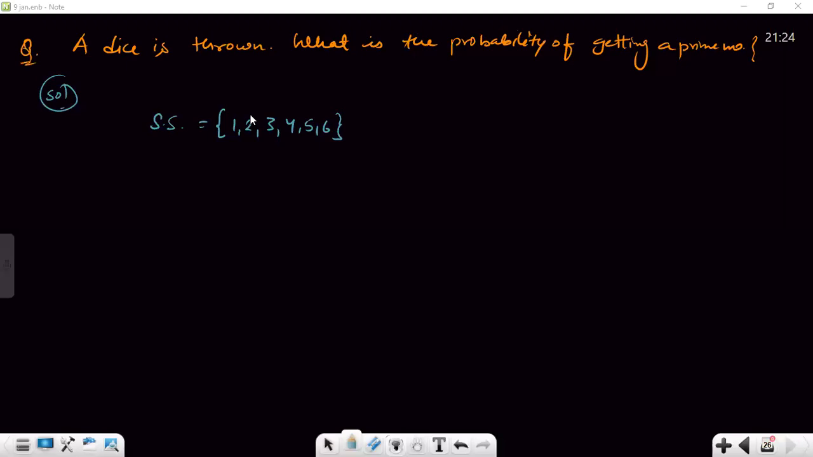Which are they? 2, 3, 5. Yes, very good. These are the three prime numbers. So there are three favorable outcomes. If you have to find the probability of this event, this will be 3 by how many total number of outcomes are there? 6. Yes. So the probability will be half. There are 50% chances to get a prime number on the dice.